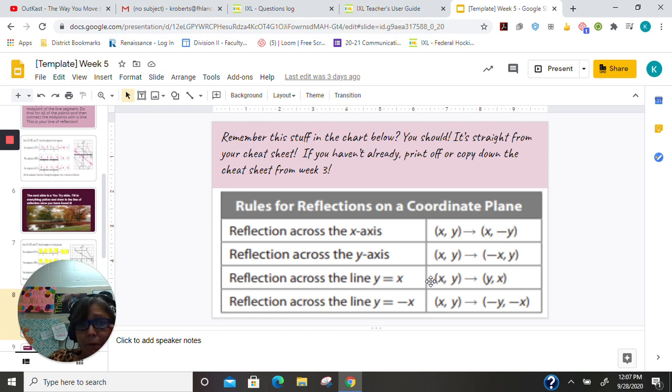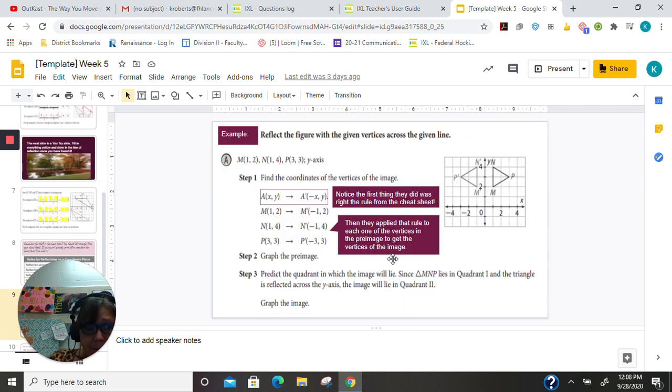Okay, here's your rules for reflections. This was in your cheat sheet from week 3. If you haven't printed that off or if you haven't copied it down, you need to. You definitely need to, because we'll be having a test next week and you're going to want that cheat sheet. All right.